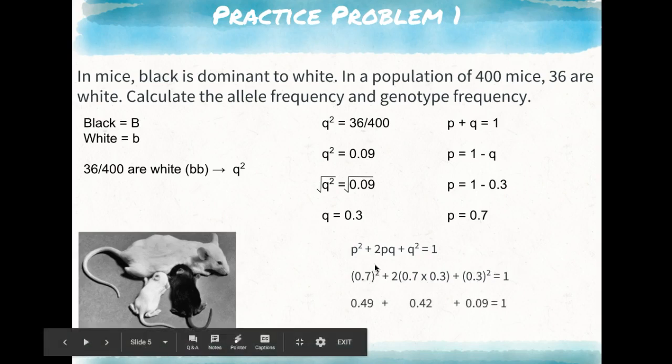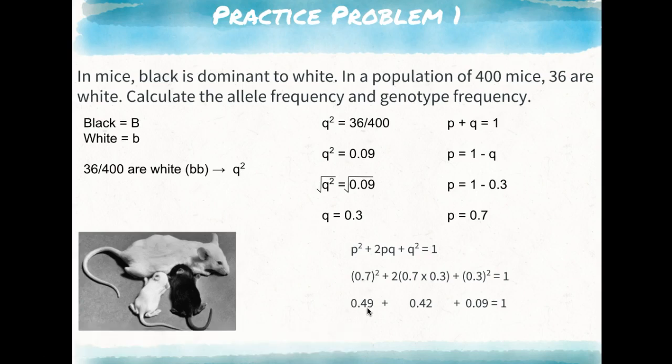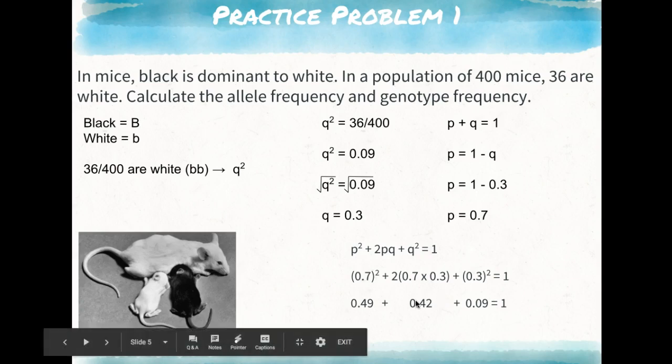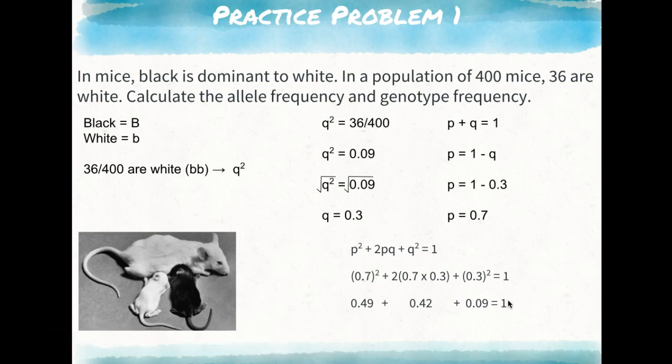So when I do all that math, 0.7 squared is 0.49. This is saying that my homozygous dominant individuals, there's 49% of the population that's homozygous dominant. My heterozygous individuals, 42% of the population, and then 9% of my population is homozygous recessive. But I just want to make sure that if I add these three numbers together, they do equal 1. If they don't equal 1, you've done something wrong. Okay, so you have to go back and fix your mistake. So just make sure that all of that equals 1.